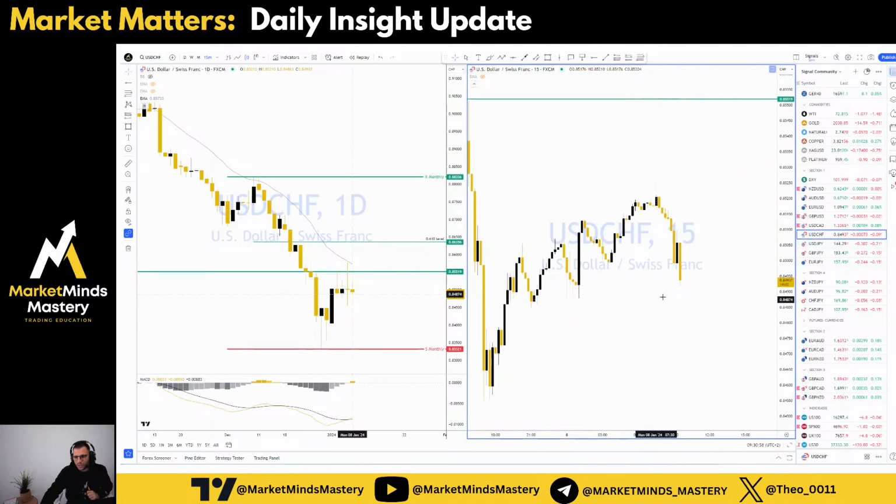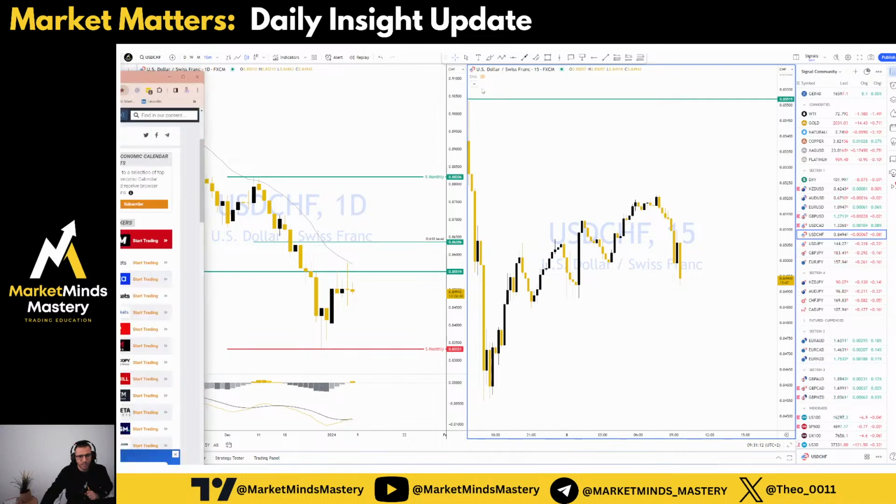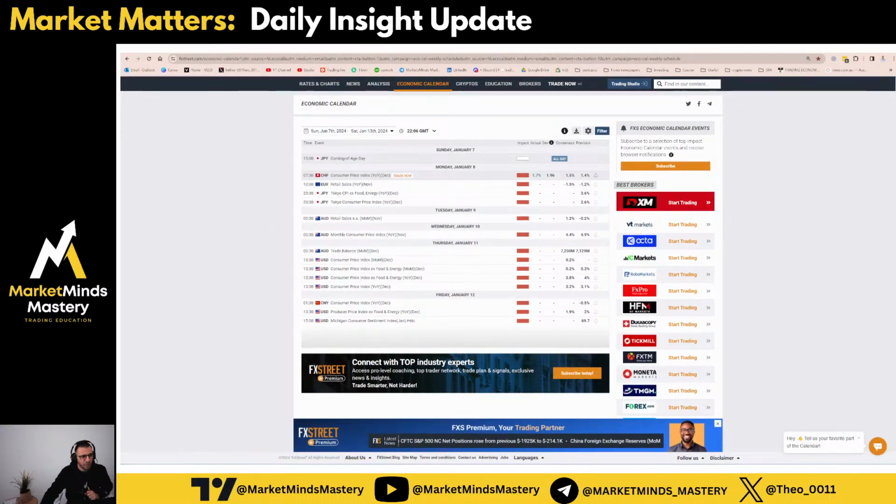USD, Swiss franc, the Swissy is gaining some strength. I believe then the CPI number, yeah, it's trading now. Wow, the CPI, look at this, guys. The CPI number, that's when you see directional moves.